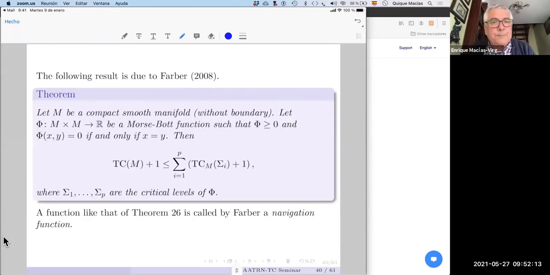And Farber proved a similar result, but for Morse-Bott functions. If you have a compact smooth manifold and phi a Morse-Bott function which satisfies these conditions that you have there, then the topological complexity of the manifold M is bounded by the sum of the relative topological complexities of the critical levels. And Farber called a function like that a navigation function. I shall explain later what that means.